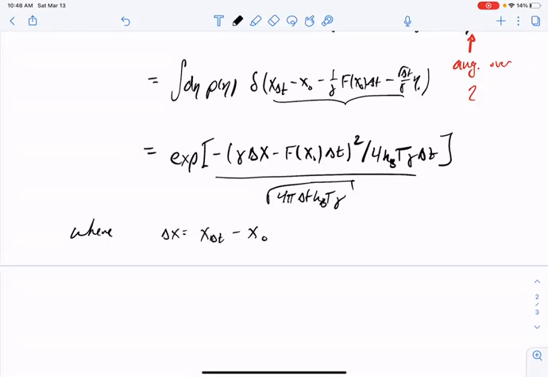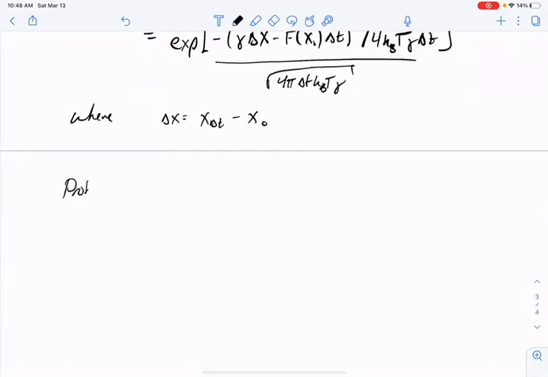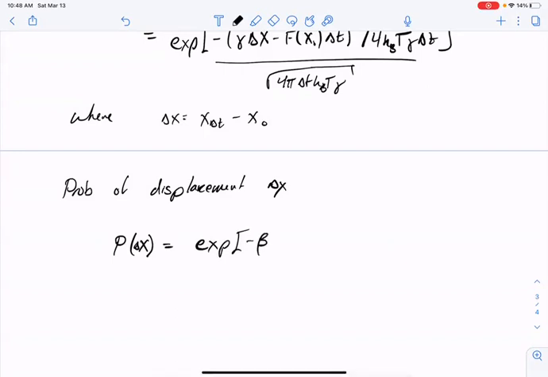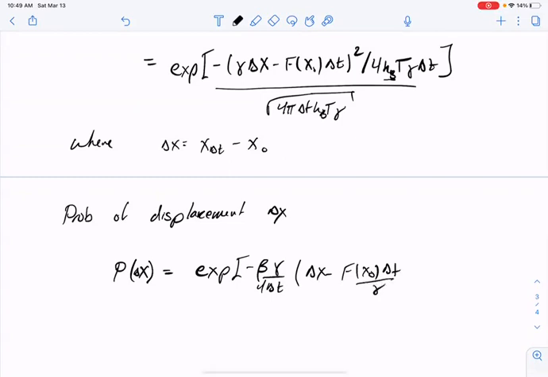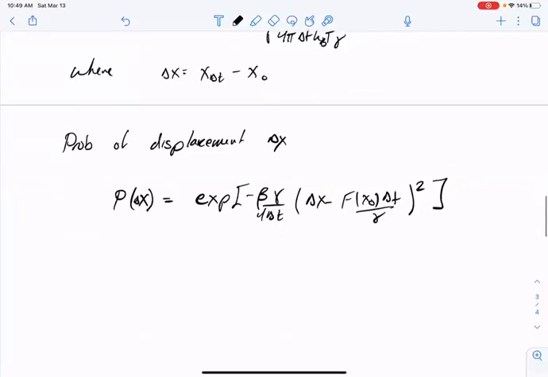So we can rearrange this a little bit to ask for the probability of making a displacement, delta x, which is an exponential of minus, I can pull the beta from the denominator of the argument of that exponential, a gamma over 4 delta t, times delta x minus f of x naught delta t over gamma, squared, divided by that normalization constant, which also depends on delta t.